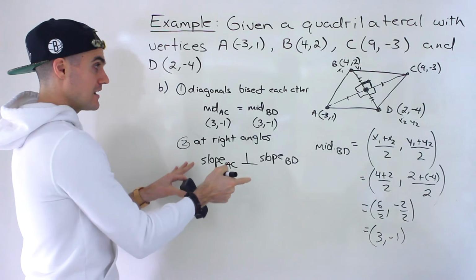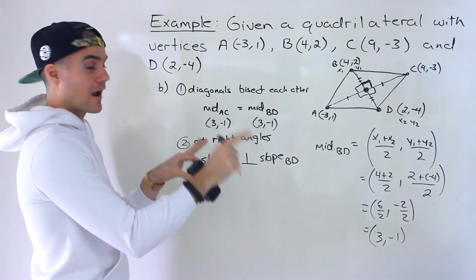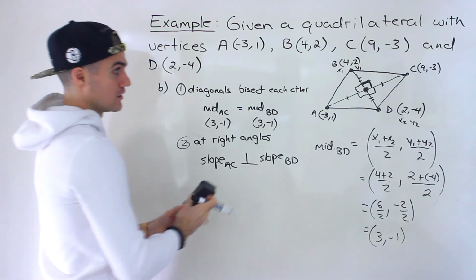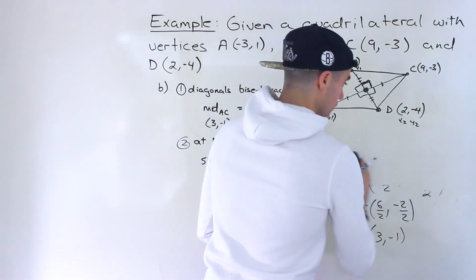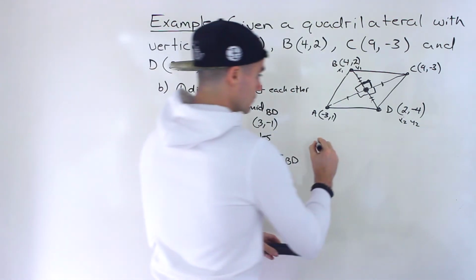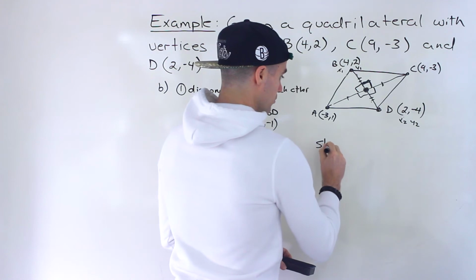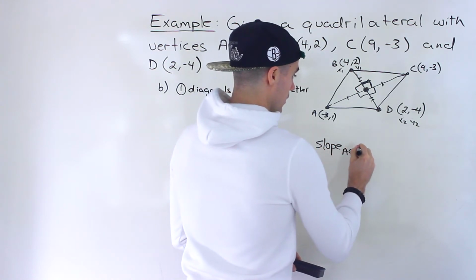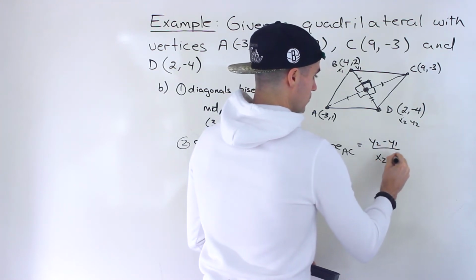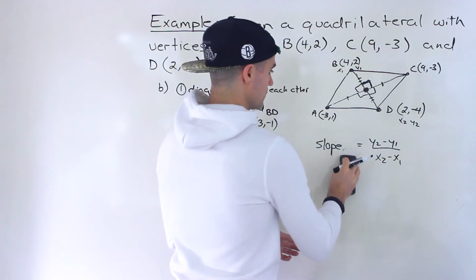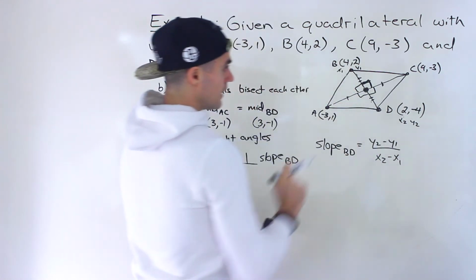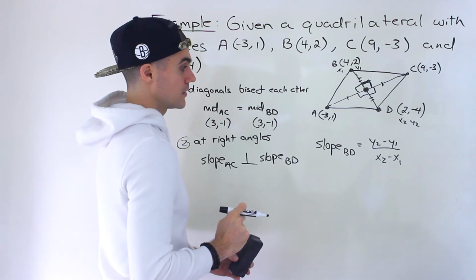All right, but then if you need to show that the diagonals bisect each other at right angles, well, then we got to add in this other step over here. So then what we're going to do is find the slopes of both of these. So let's first find the slope of AC. That's the slope formula. Or you know what? Let's first find the slope of BD, since we already have the x1, y1, x2, y2 labeled.